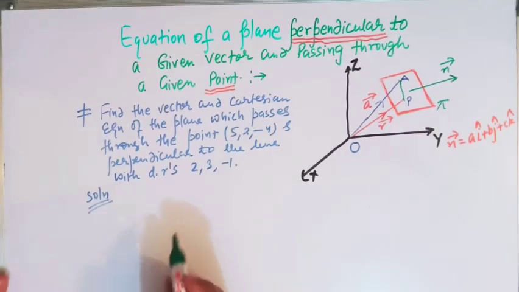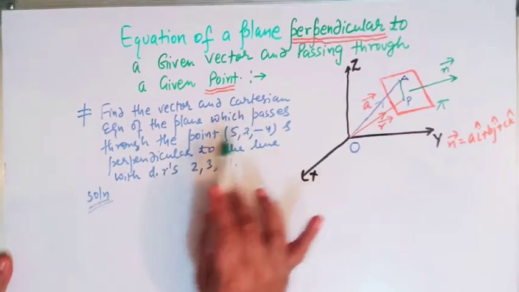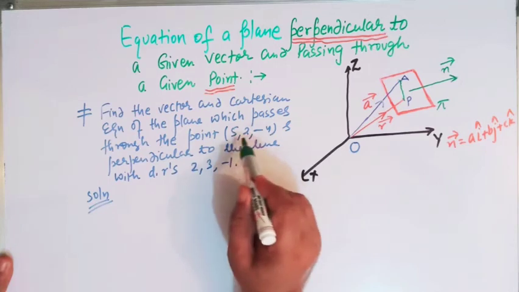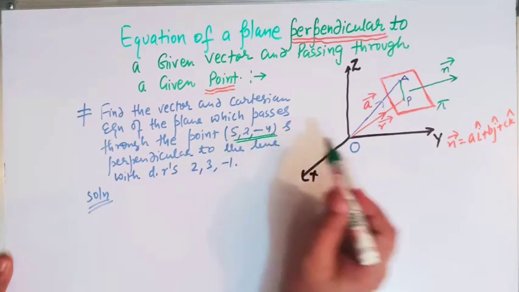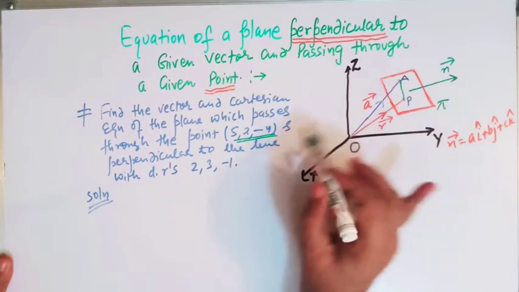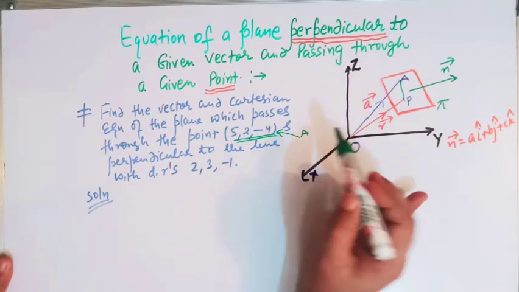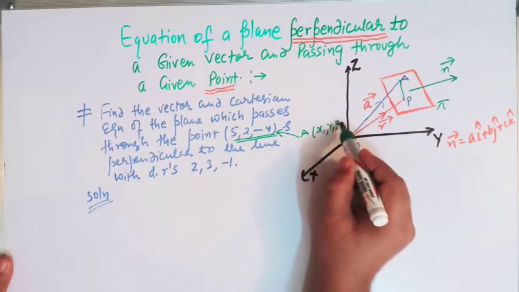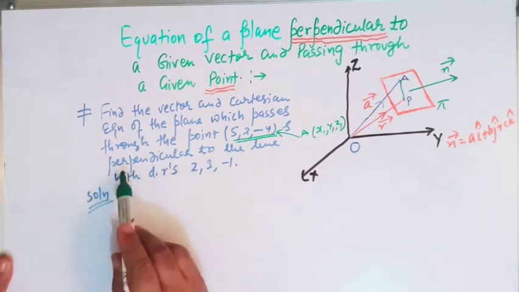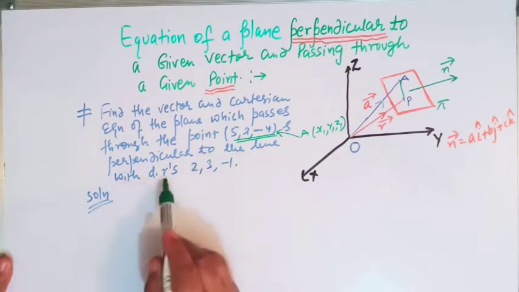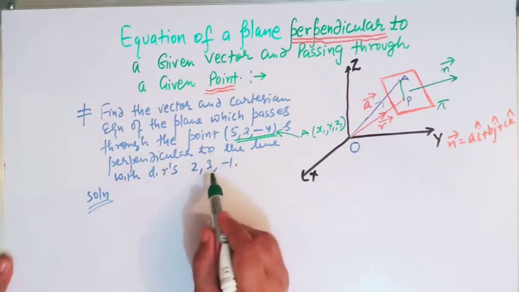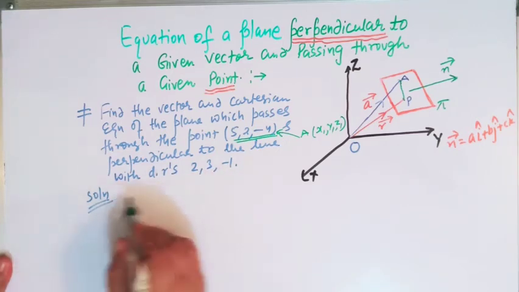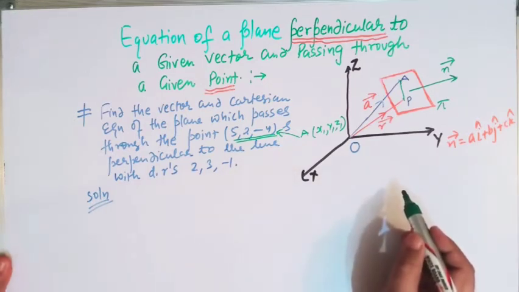Now viewers, let us take this problem. Find the vector and Cartesian equation of the plane which passes through the point. See, the plane passes through this point, so this is the point A, and the point A is x1, y1, z1, right? And it is perpendicular to the line with direction ratios 2, 3 and minus 1. So we have to find here the vector and Cartesian equation.